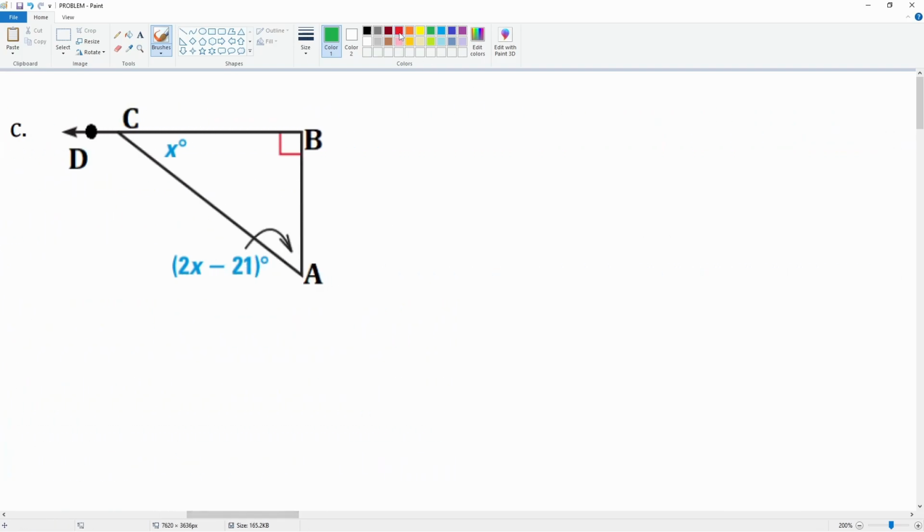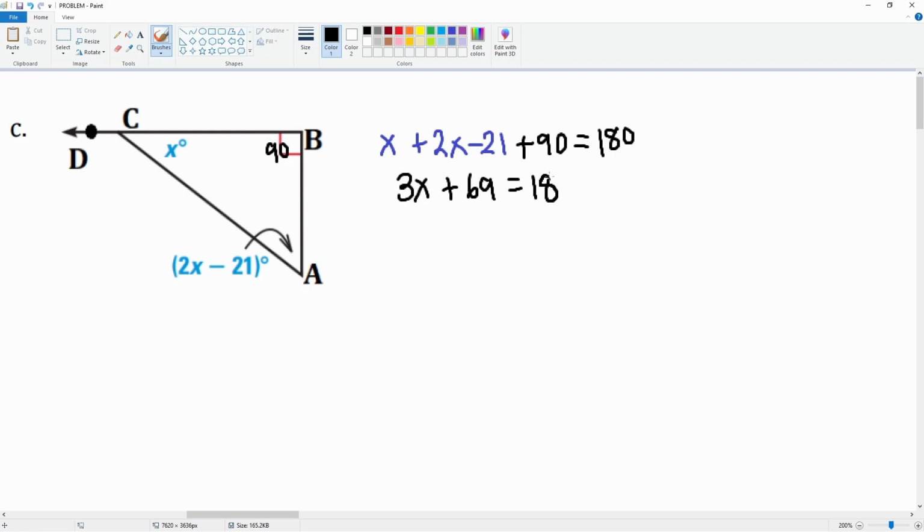Let's look at angle C here. And we want to find this exterior angle. All right, so let's find the interior angle. Let's find x first, okay? So we know that x plus 2x minus 21 plus this 90 is equal to 180. We're just doing a triangle sum here, all right? This gets you 3x. 90 minus 21 is 69, plus 69 is equal to 180.